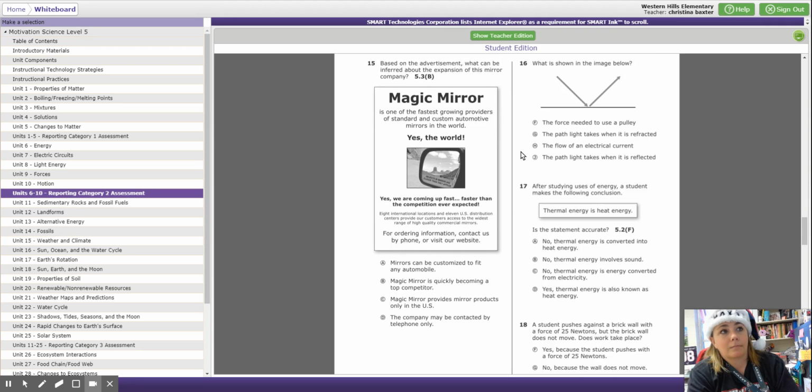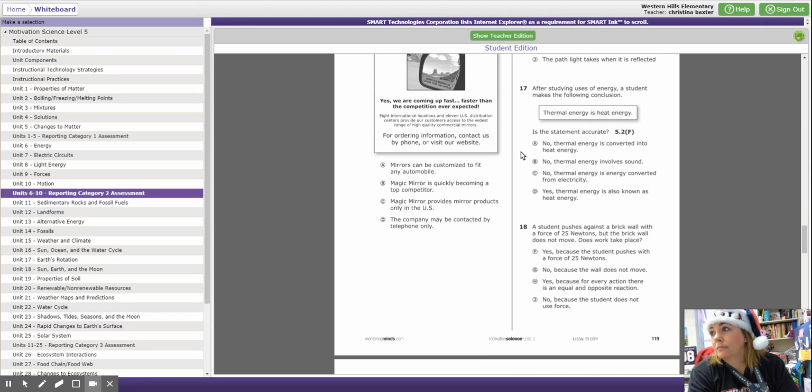Number 17. After studying uses of energy, a student makes the following conclusion. Thermal energy is heat energy. Is this statement accurate? A. No, thermal energy is converted into heat energy. B. No, thermal energy involves sound. C. No, thermal energy is energy converted from electricity. Or D. Yes, thermal energy is also known as heat energy.